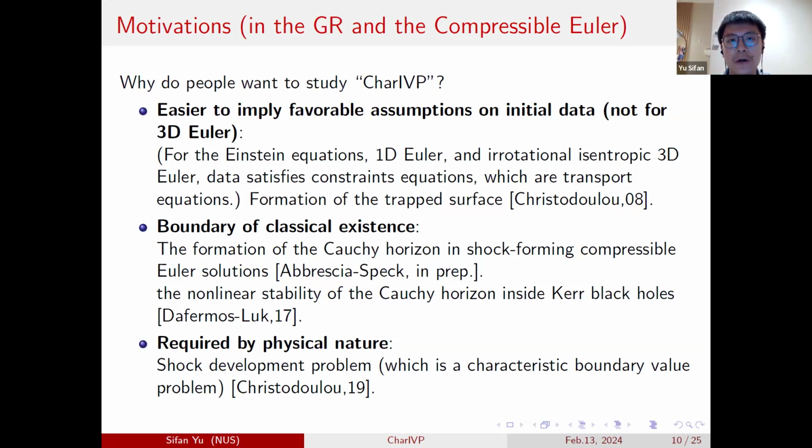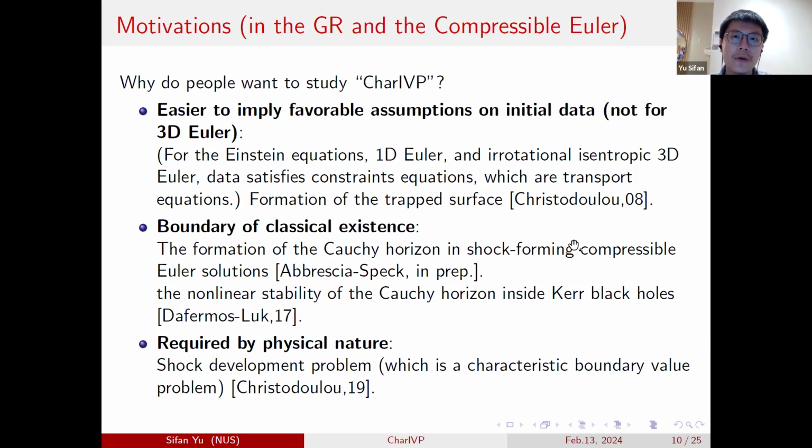For Einstein equations, if you want to pose initial data on space-like hypersurfaces, you need to solve a scary constraints equation. But if you want to pose the initial data on null hypersurfaces, it looks easier because everything can be transported. However, unfortunately, this is not the case for the 3D Euler case.